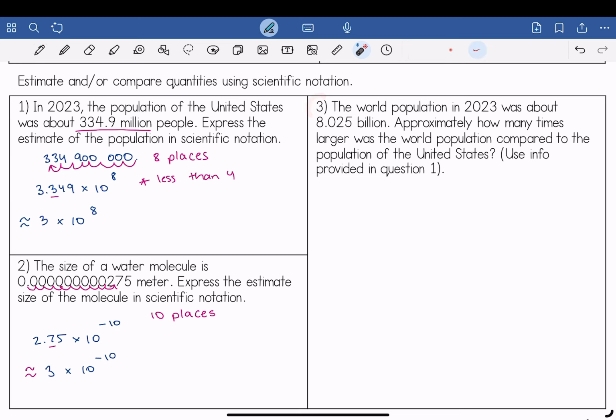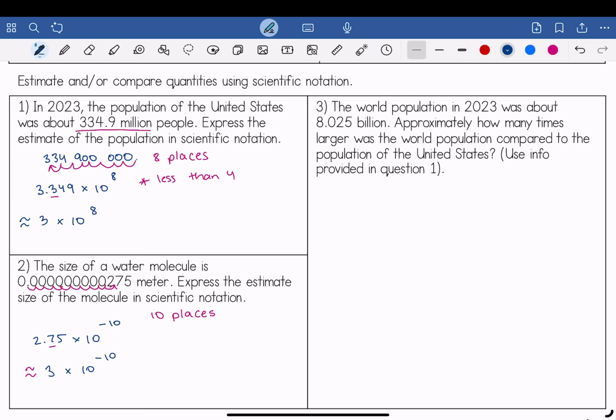Question 3. The world population in 2023 was about 8.025 billion. Approximately how many times larger was the world population compared to the population of the United States? Use the info provided in question 1, because we will be comparing the population of the world to the population of the United States.